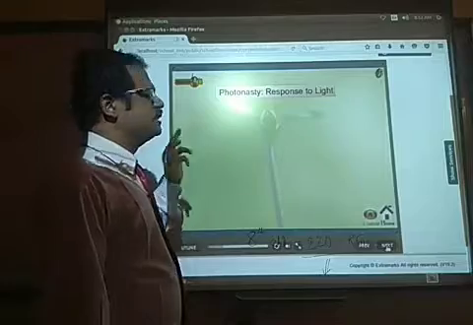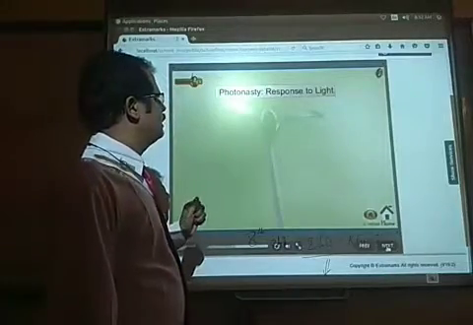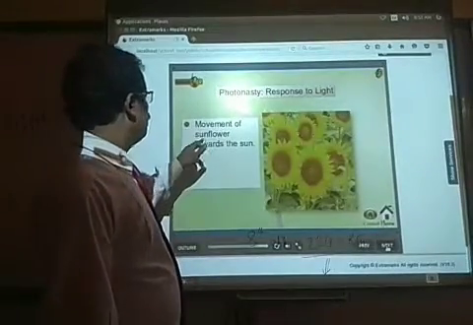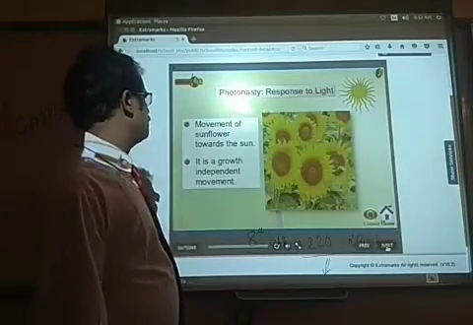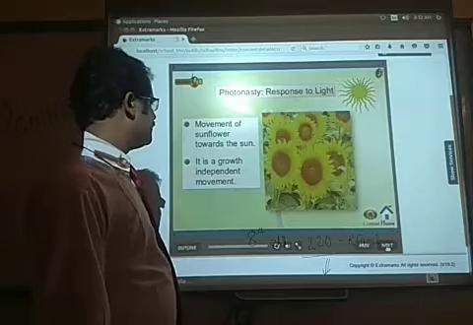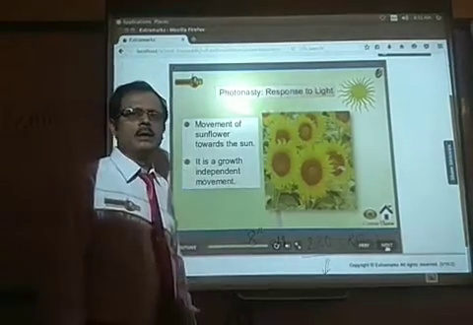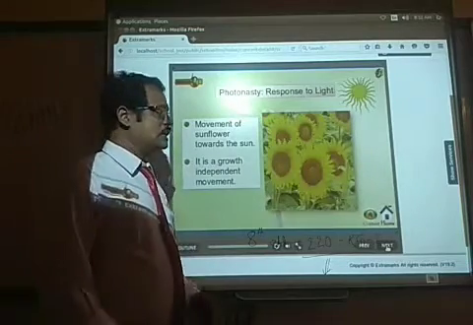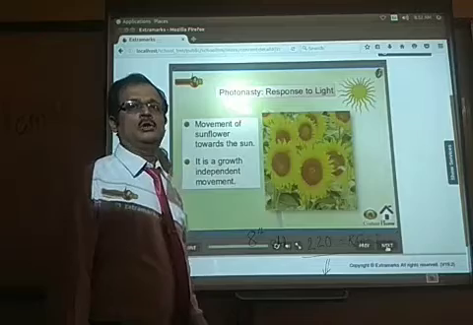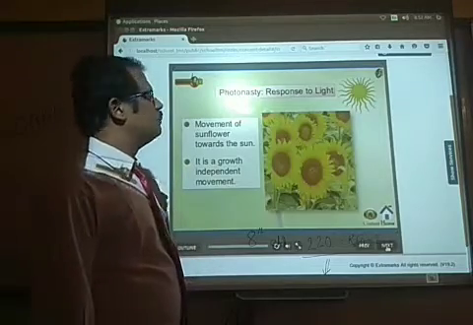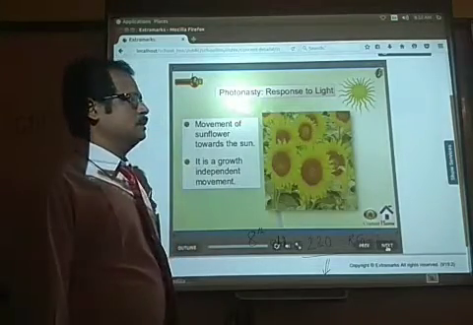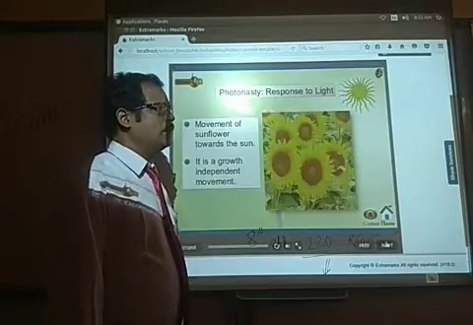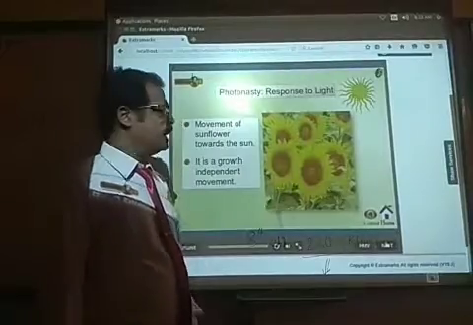Photonasty. Photonasty means response to light. The plant also shows response to light. As an example, movement of the sunflower towards the sun. It is a growth-independent movement. You all see that when the sunflower starts blooming, it moves towards the light. This is an example of photonasty. It is like phototropism, a process in which the plant shows movement towards light.